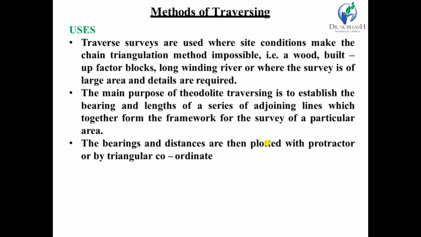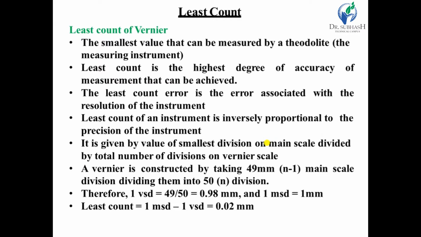Now, what are the uses? Traverse surveys are used where site conditions make the chain triangulation method impossible, like a wide river, or where the survey covers a large area and details are required. The main purpose of traversing is to establish the bearing and length of a series of adjoining lines, and this framework gives the idea of the particular area and its size. The bearings and distances are plotted using the protractor and the scale, or by rectangular coordinates.